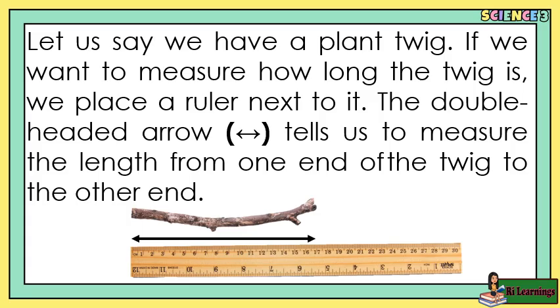Let us say we have a plant twig. If we want to measure how long the twig is, we place a ruler next to it. The double-headed arrow, left-right arrow, tells us to measure the length from one end of the twig to the other end.